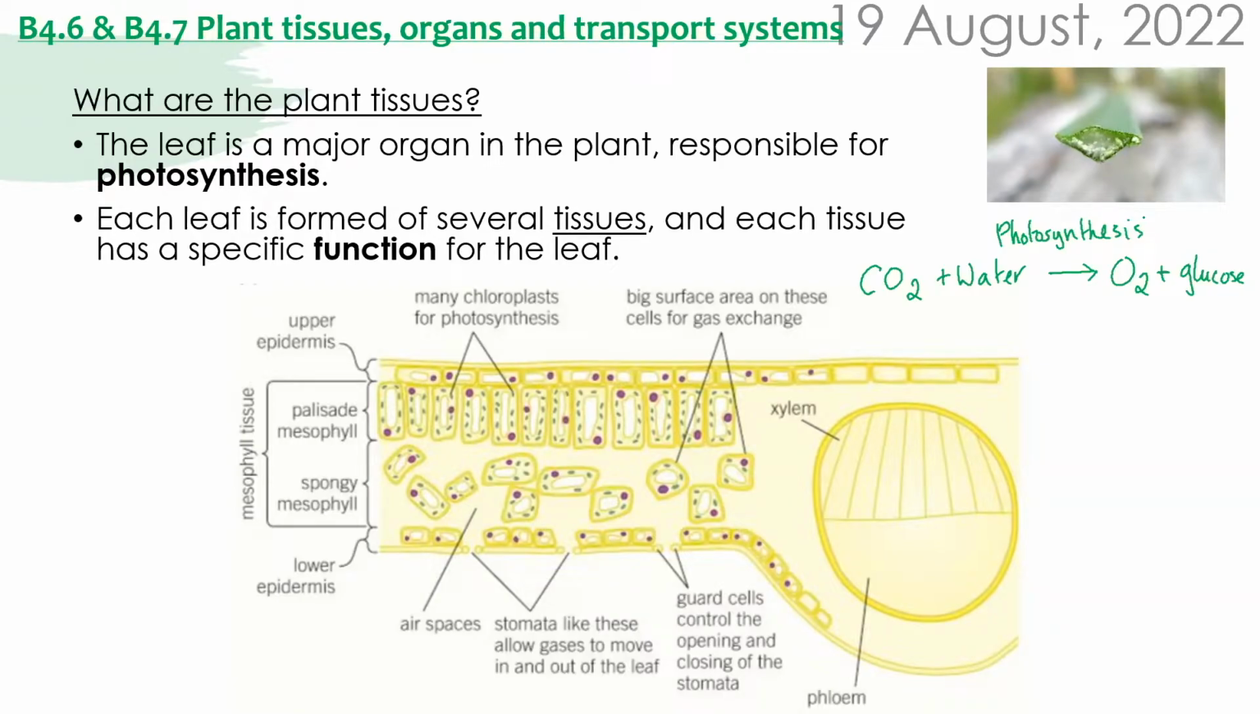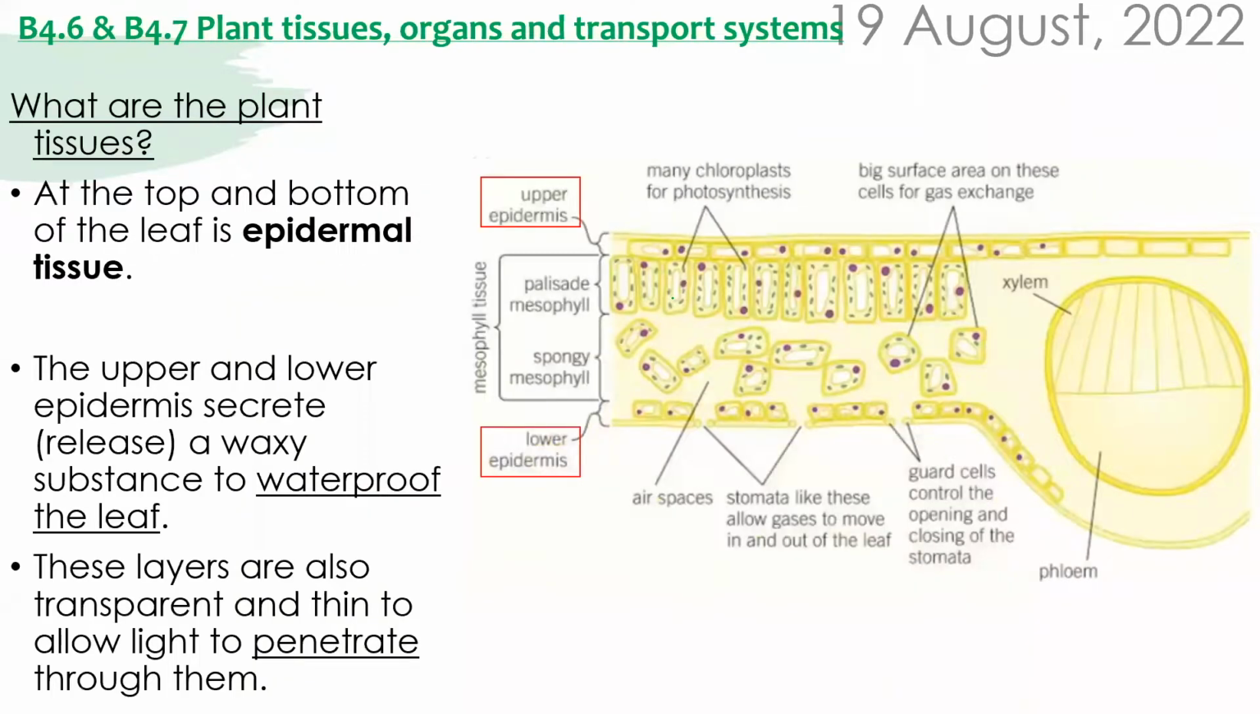Okay, so each leaf is formed of several tissues. The leaf itself is an organ and it's formed of tissues, and each one has a specific function for the leaf. There are lots of questions that could be asked about the leaf. If you watch some of my exam videos, they talk about different parts of a leaf. So we're going to start at the edges. The top and bottom of the leaf is the epidermal tissue.